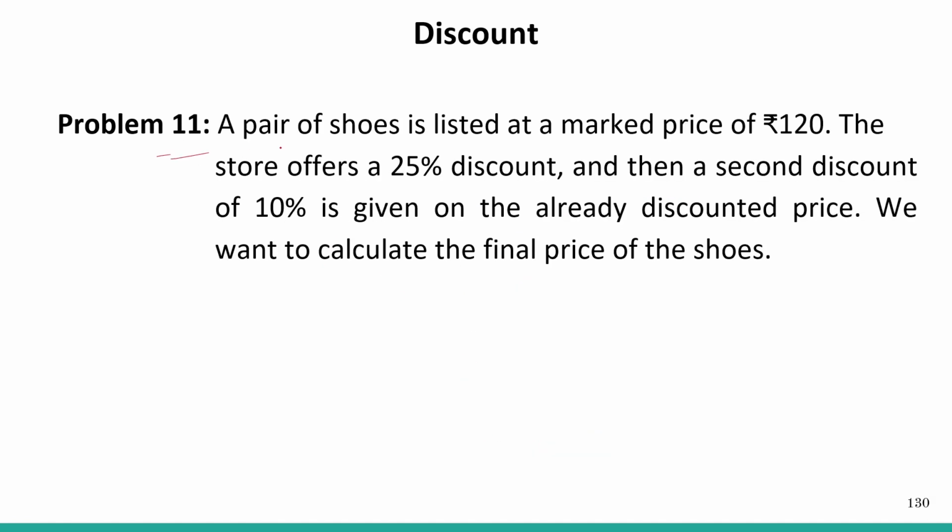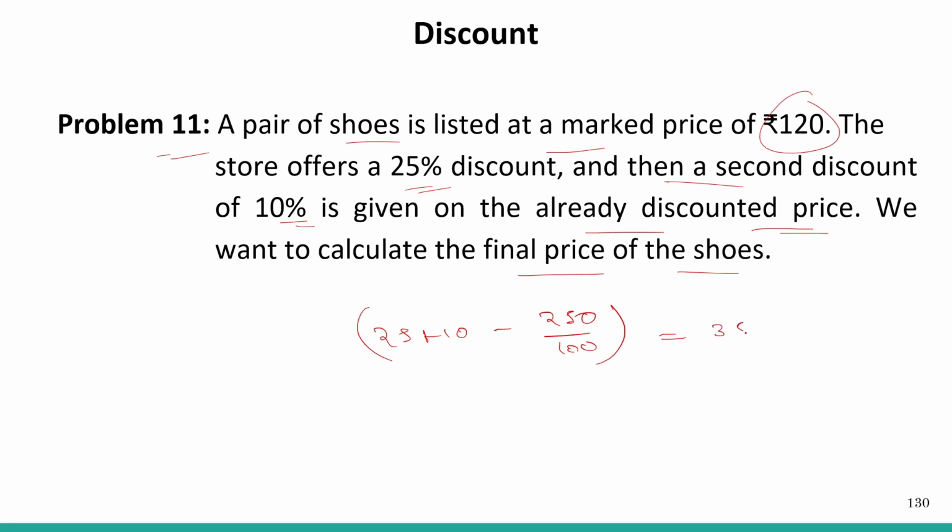So let's see problem number 11. A pair of shoes is listed at the market at 120 rupees and the store offers a 25% discount, and then a second discount of 10% is given on the already discounted price. So we want to calculate the final price of the shoe. So let's calculate the equivalent discount percentage. So it will be 25 plus 10 minus 250 by 100. So this is equal to 35 minus 2.5, which is equal to 32.5. Okay. So 32.5% is the equivalent percent after these two successive discounts.